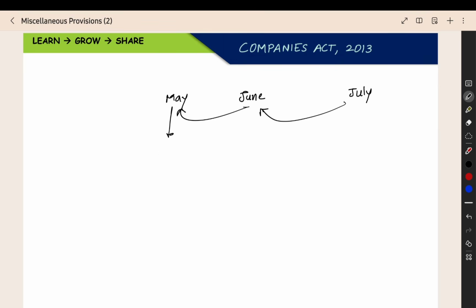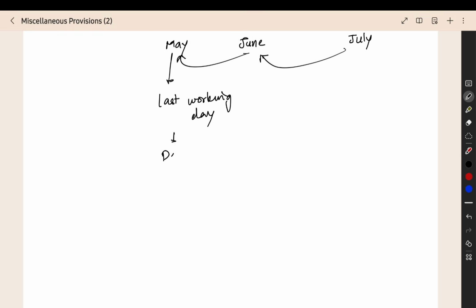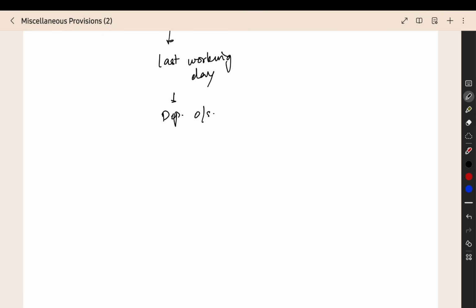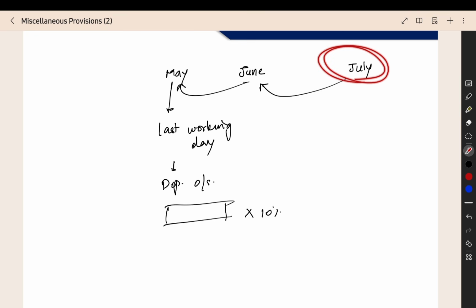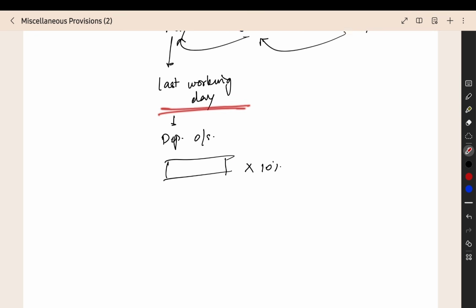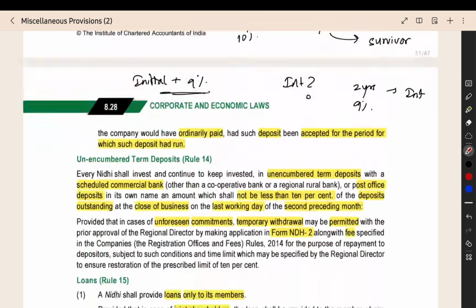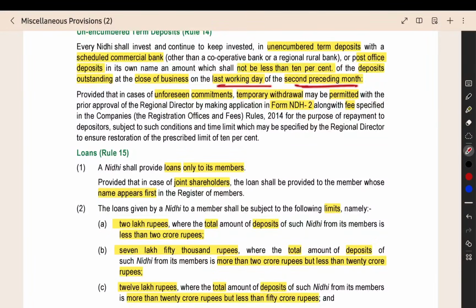In that May month, the last working day. On that date, how much deposits were outstanding? That amount you have to take. That amount multiplied by 10% should be the unencumbered term deposit to be maintained in July. Second preceding month, last working day, close of business time, what was the deposit outstanding?